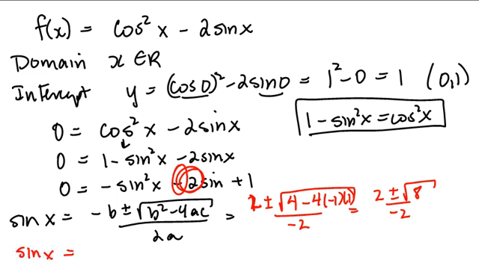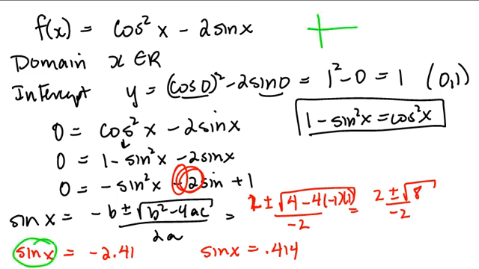One is negative 2.41, and the other one is 0.414. And now we need to find what x is. If you think about the sine function, it looks like this. It will never reach negative 2.41. It only goes down to negative 1, so there's no solution out of this one.